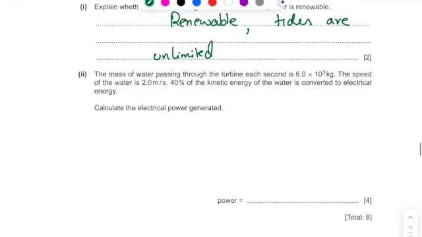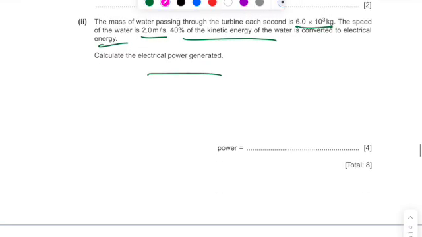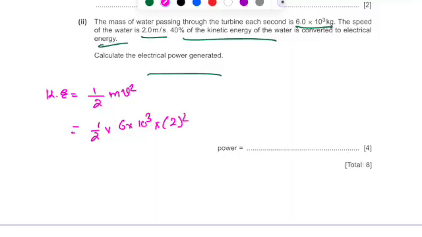Then the mass of the water passing through a turbine is this much. The speed of the water is given, and 40% of the kinetic energy is converted to electrical energy. Find the electrical power. So first of all, I'll have to find the kinetic energy. What is the formula for kinetic energy? Half mv squared, which is half times mass, 6 times 10 to the power of 3, and v is 2 squared. This gives you 12,000 joules.